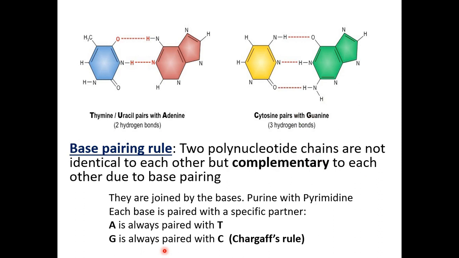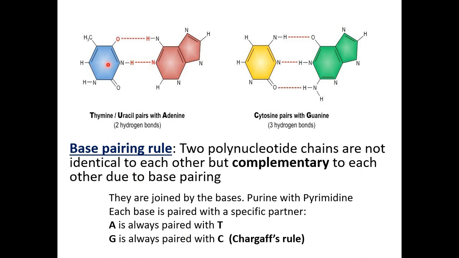Now the next point is the base pairing rules. The 2 polynucleotide chains are not identical to each other, but they are complementary to each other. Now, what's complementary? According to Chargaff's rule, a purine combines with a pyrimidine. That means the content of adenine is equal to that of thymine and guanine equals that of cytosine. So, according to Chargaff's rule, A always pairs with T and G always pairs with C or vice versa.